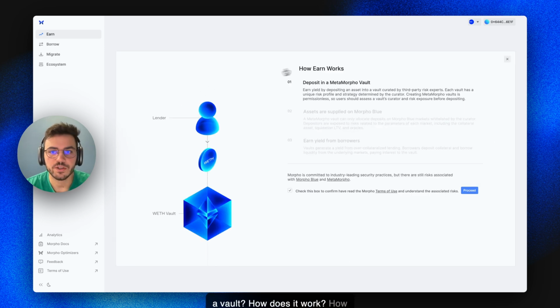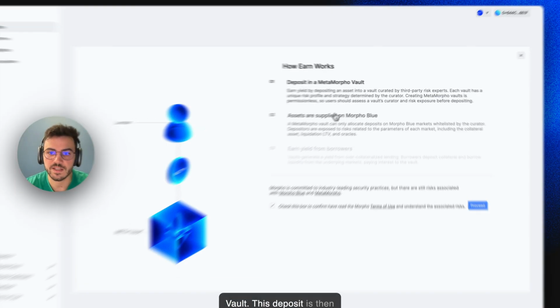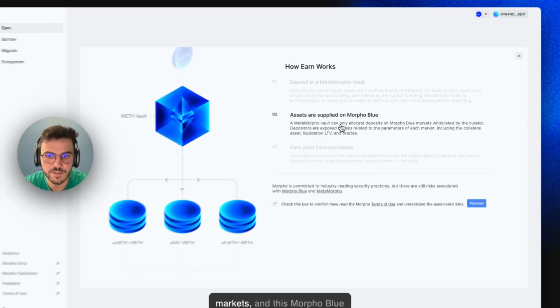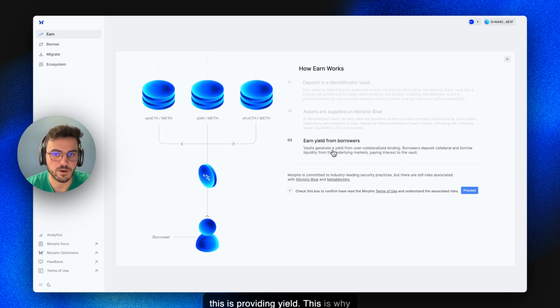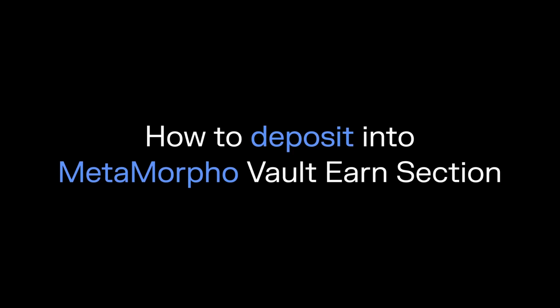How to deposit in a vault. How does Earn work? First, one is depositing into a MetaMorpho Vault. This deposit is then supplied into Morpho Blue markets, and these Morpho Blue markets are accessible for borrowers to borrow against a collateral, and this is providing yield. This is why suppliers, like depositors of MetaMorpho Vaults, are earning yield from the borrowers. Let's click on this box to proceed.